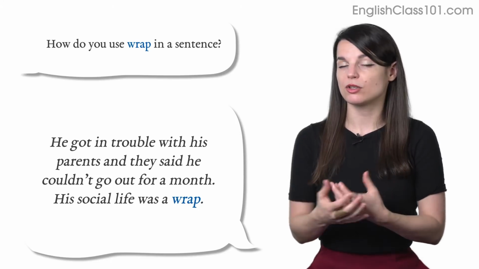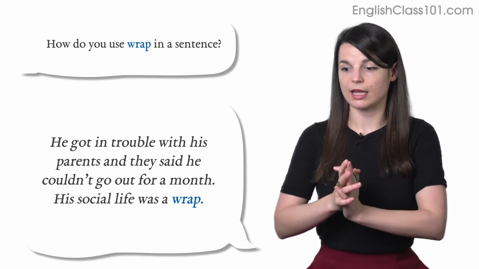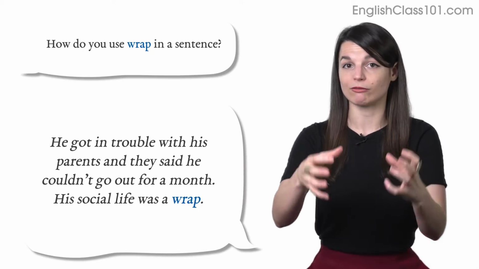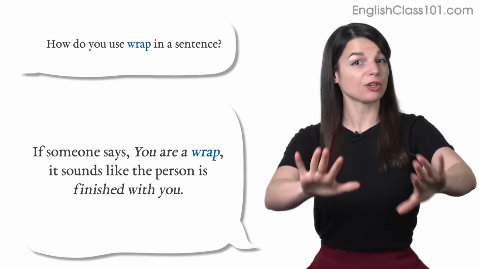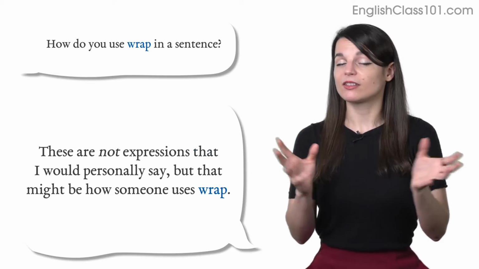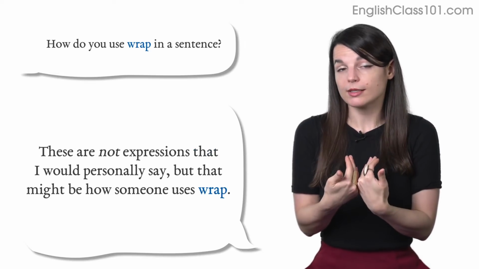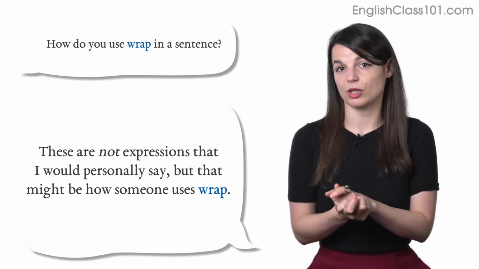His social life was a wrap, which means his social life is over as a result of something that happened. So that might be a situation where you'd hear something like his life was a wrap or her life was a wrap. If someone says you are a wrap, it sounds like maybe I'm finished with you, I suppose. Again, these are not expressions that I personally would say, but that might be how someone would use this.